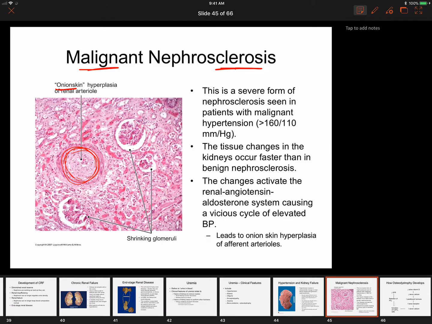This is usually the case when we have malignant hypertension. Malignant hypertension is basically hypertension that is really high, over 160 over 110. Now, because of the high resistance and the thickening, that means less blood will flow to the kidney, and we know that when there is less blood going to the kidney, this will activate the renin, angiotensin, aldosterone system.